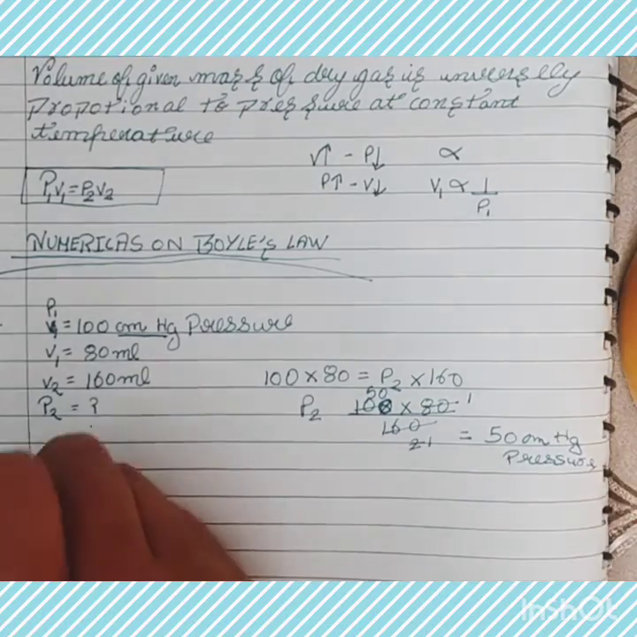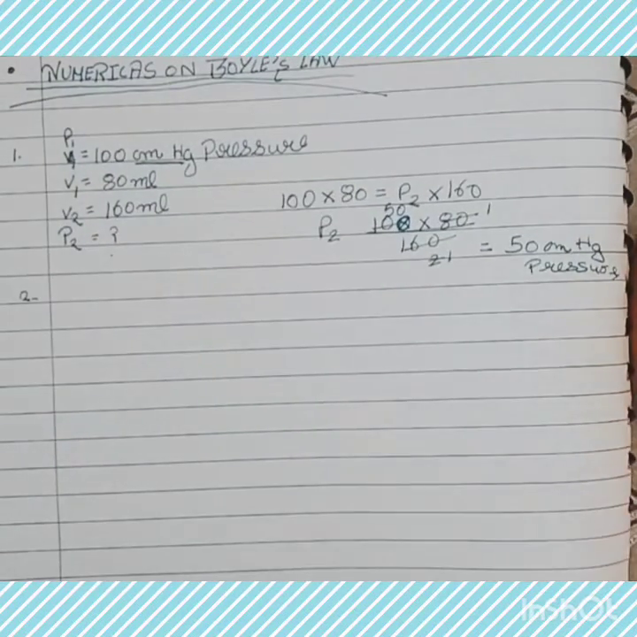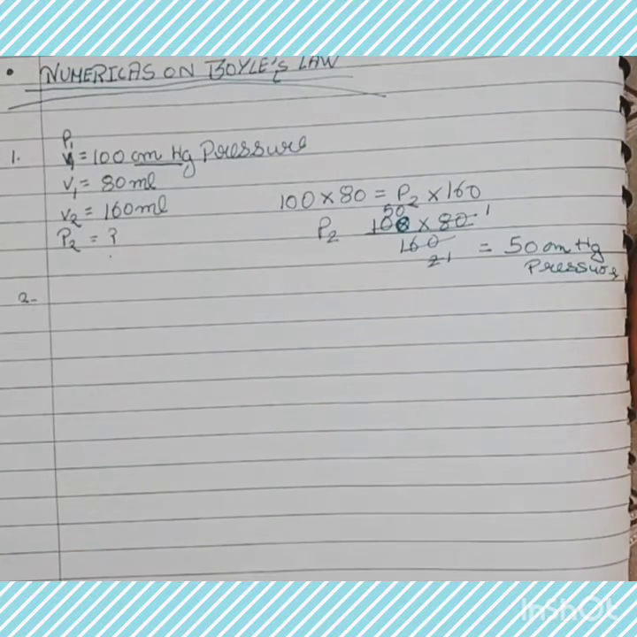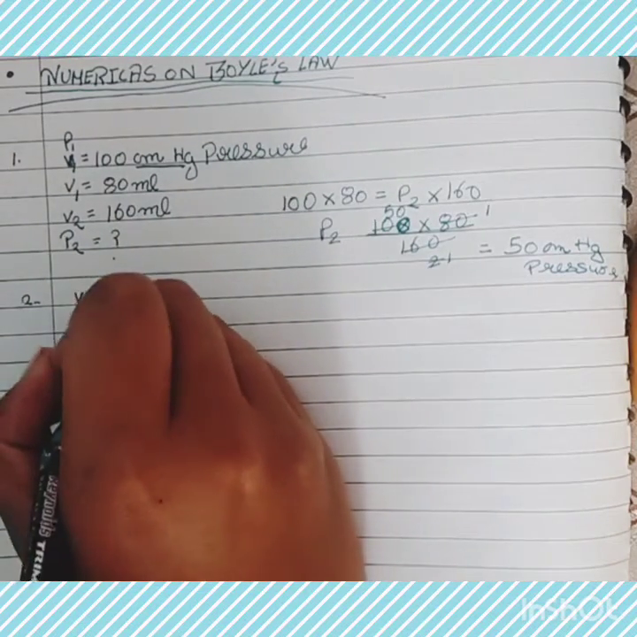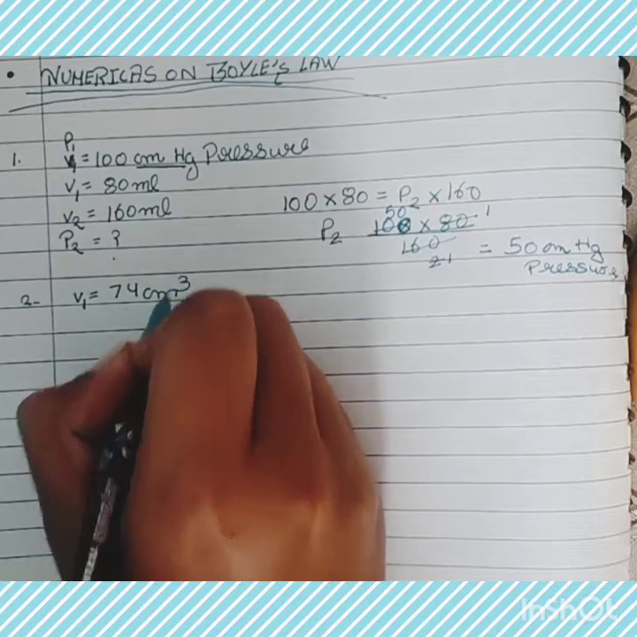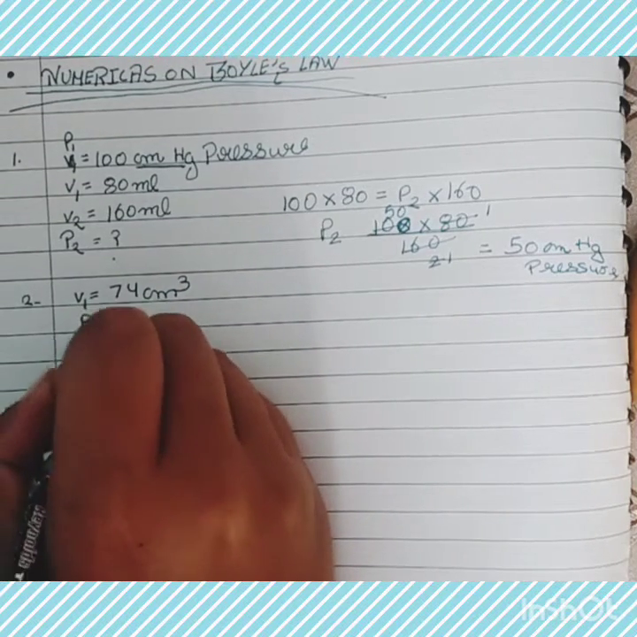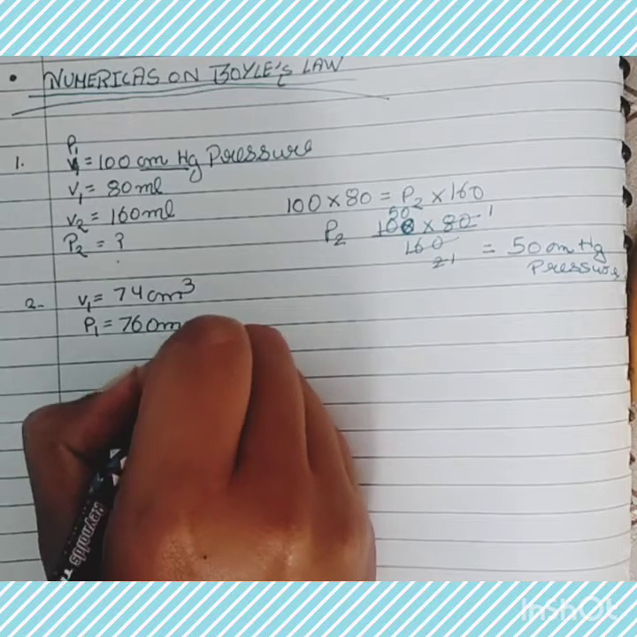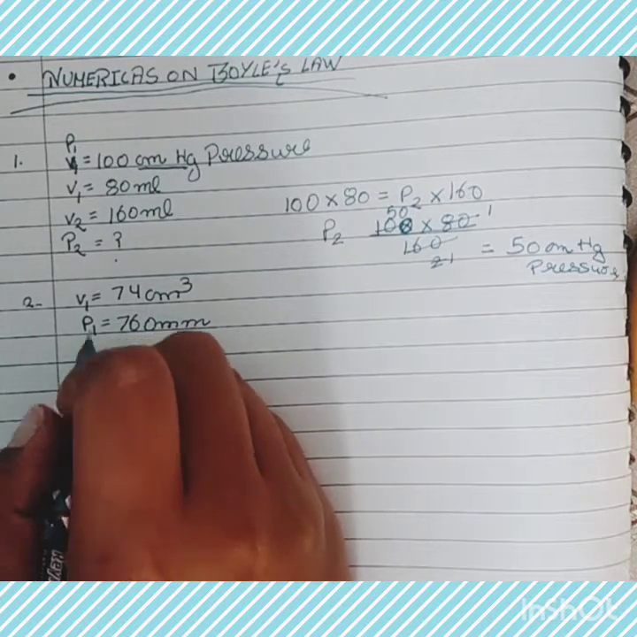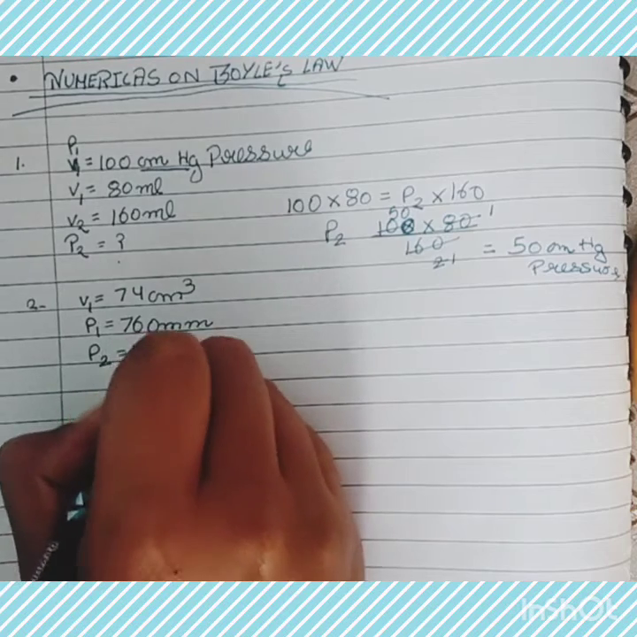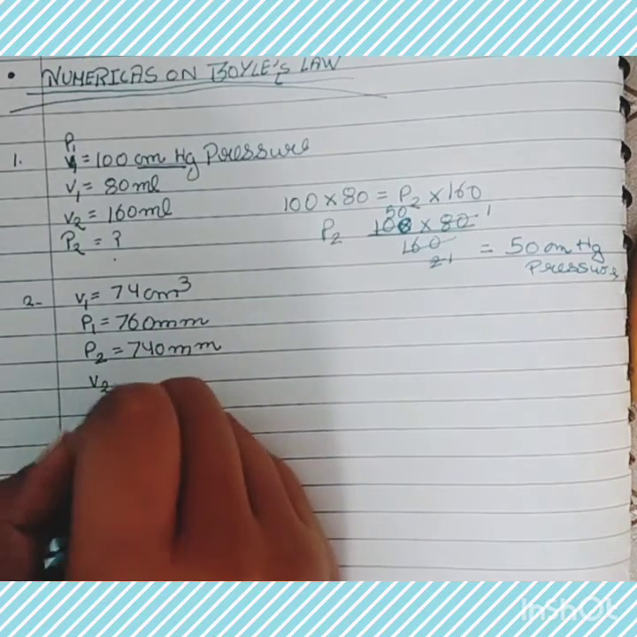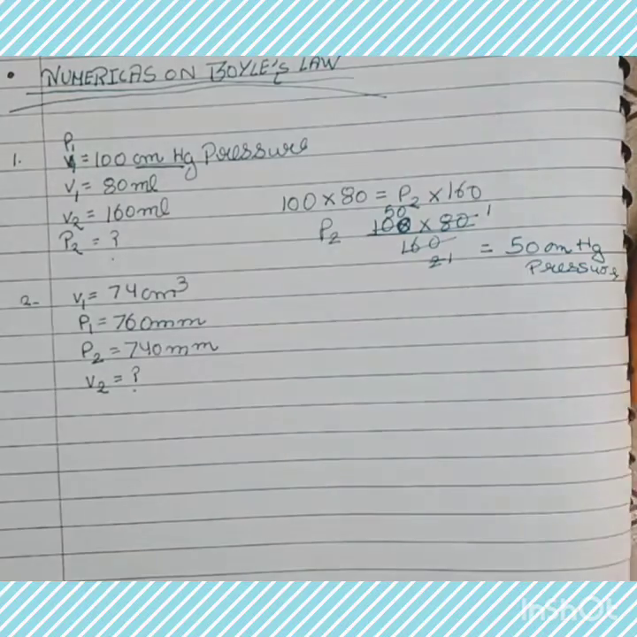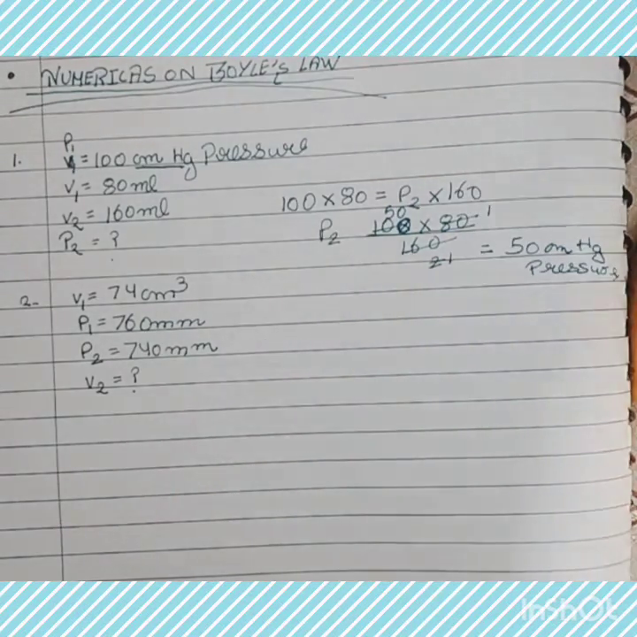I'm writing over here. Then the second numerical says: at a particular temperature a certain quantity of gas occupies a volume. Here it is written 'a certain quantity', so you will know that we are talking about volume, not pressure. So volume is 74 centimeter cube at a pressure of P1 equals 760 mm, and if the pressure is decreased to 740, P2 becomes 740 mm, then V2 will be question mark. Now first we will find the answer, then I will show you how to verify your answer.